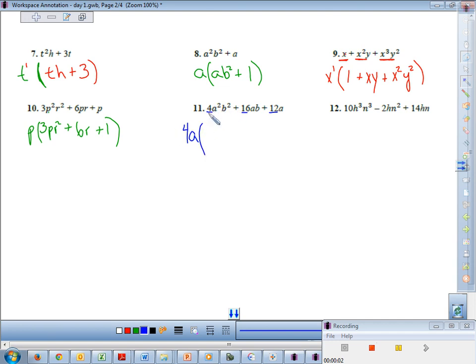4 divided by 4 is 1. a squared divided by a is a to the first power. b squared comes down. It had no one to divide with. Plus 16 divided by 4 is 4. a divided by a is 1. And b has no one to play with. 12 divided by 4 is 3. a divided by a is 1. So 3 times 1 is 3. And inside of there, this is prime. Has b's, has no b's. Has a's, has no a's. So that's prime.